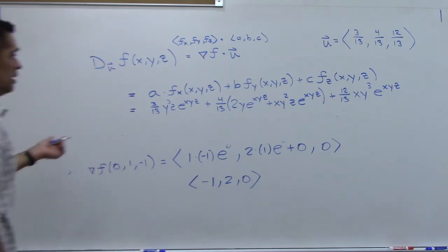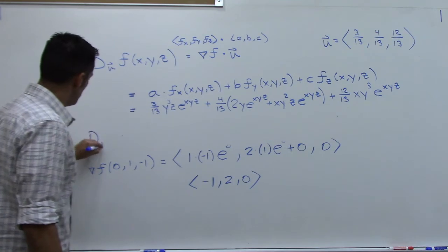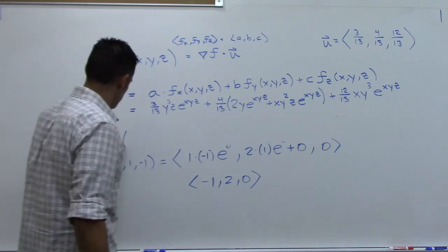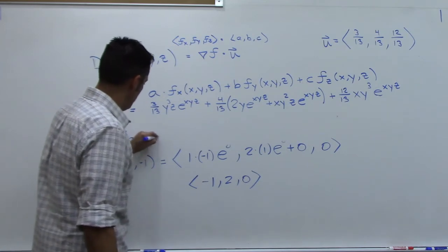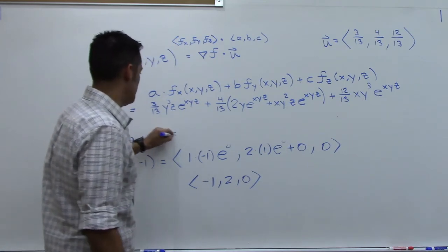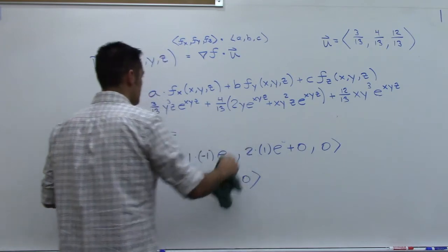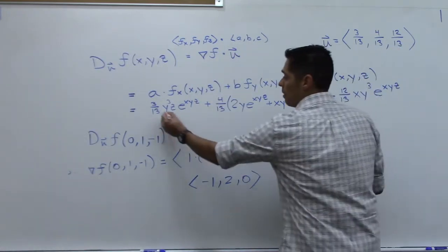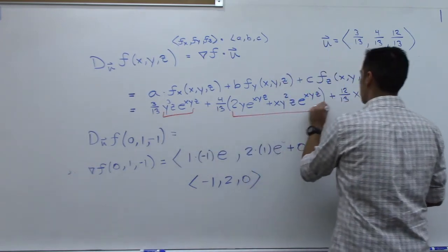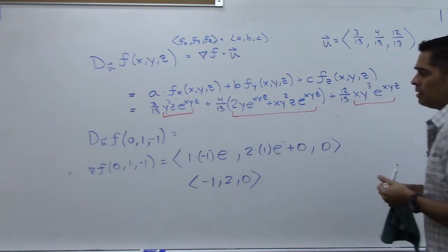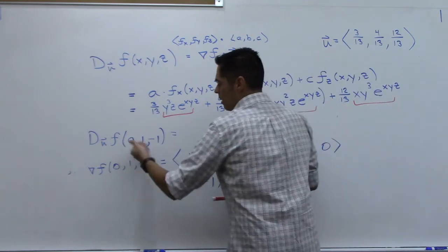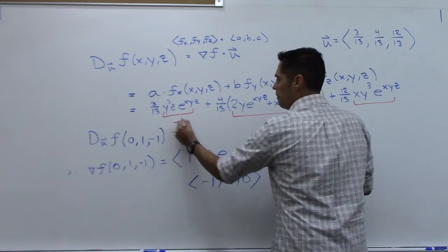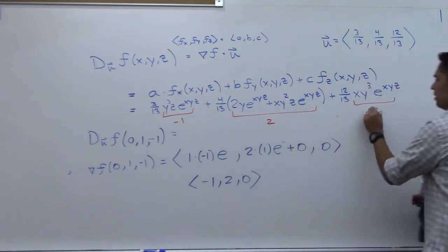All right, now let's just figure out what happens with the directional derivative of f at the point 0, 1, -1. And this is going to be super easy because we already know what all these pieces are. I already know what this is, I already know what this is, and I already know what this is when I plug in 0, 1, -1, because we did that right here. So we know that this one is going to be -1, we know this is going to be 2, we know this is going to be 0.